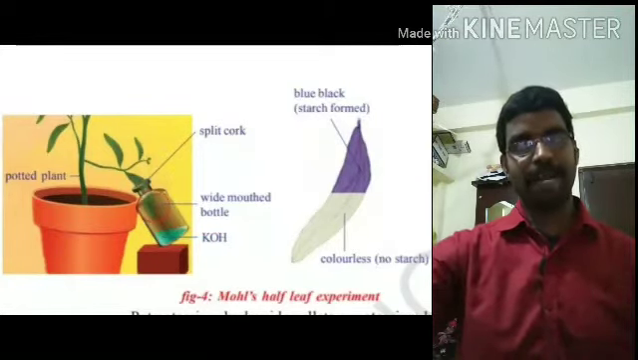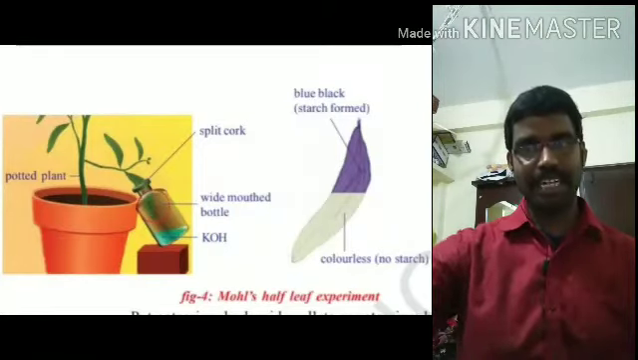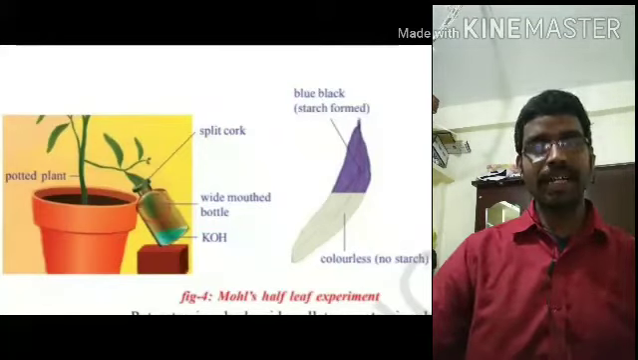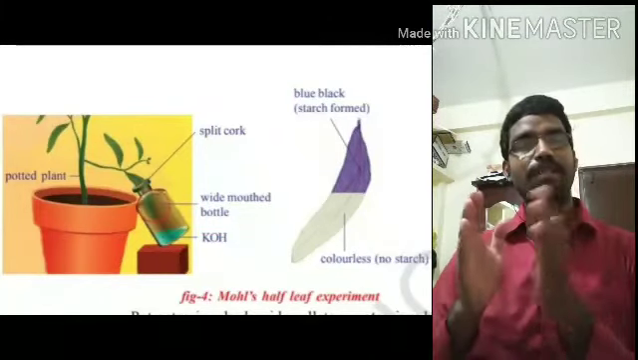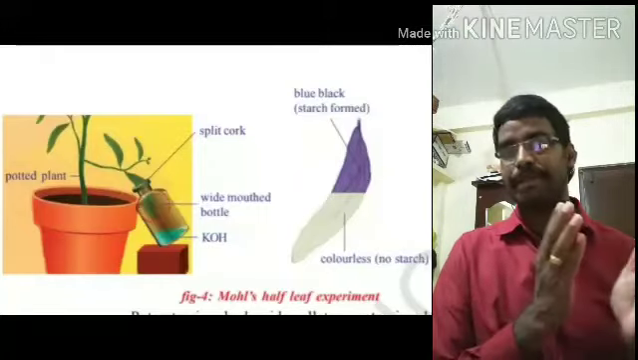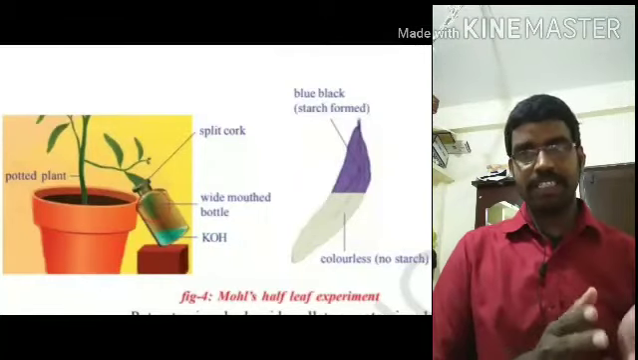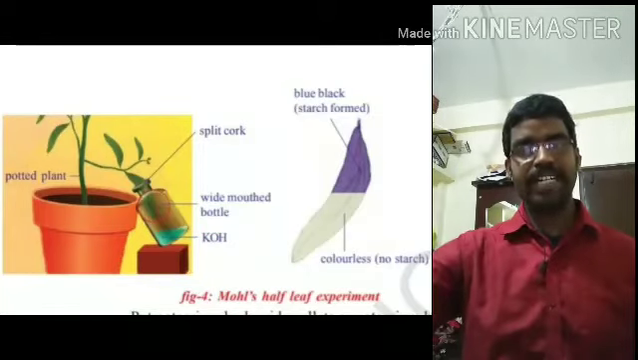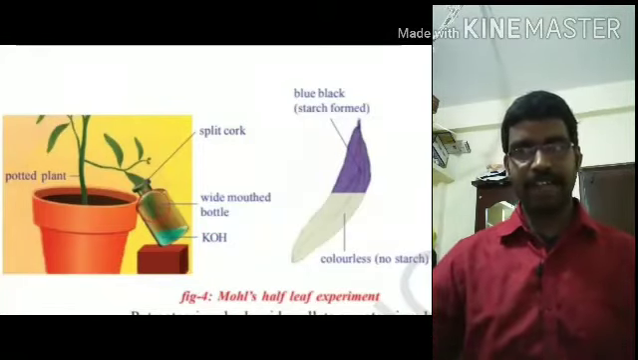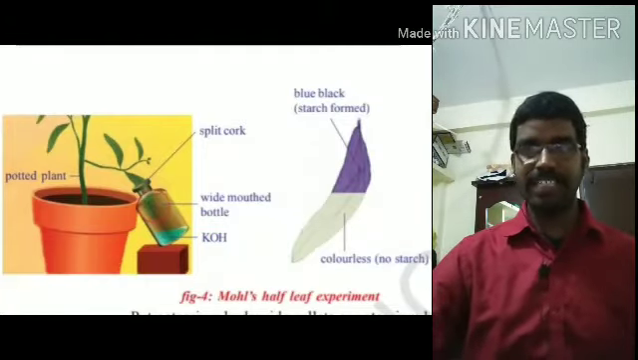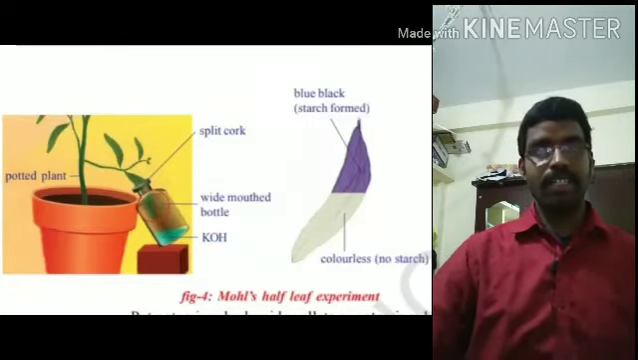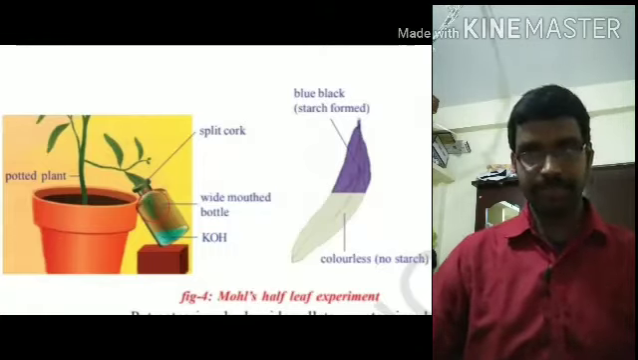After that, take out the plant and, using the split cork, insert half of a leaf inside the bottle and keep half of the leaf outside the bottle. Then keep the whole plant in the sunlight. After a few hours, test this leaf and any other leaf of the plant. You have to test two leaves: one is the leaf with the bottle and the second one is a normal leaf.